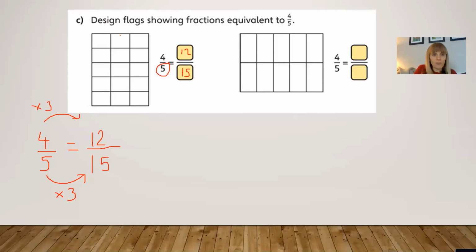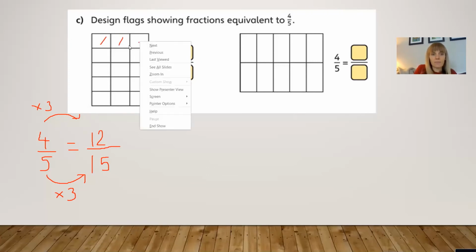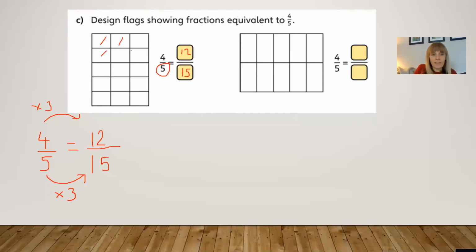So don't be caught out if you've got a shape that has got a different number of squares to what you're looking at in your denominator. So here, if I was doing this, I would have to shade in 12 of these squares. I'm just going to do a line. It's not happy with my pointer today. So there's 5, 6, 7, 8, 9, 10, 11, 12. So now I know that's how I can define my flag, because I've shaded in 12 squares.